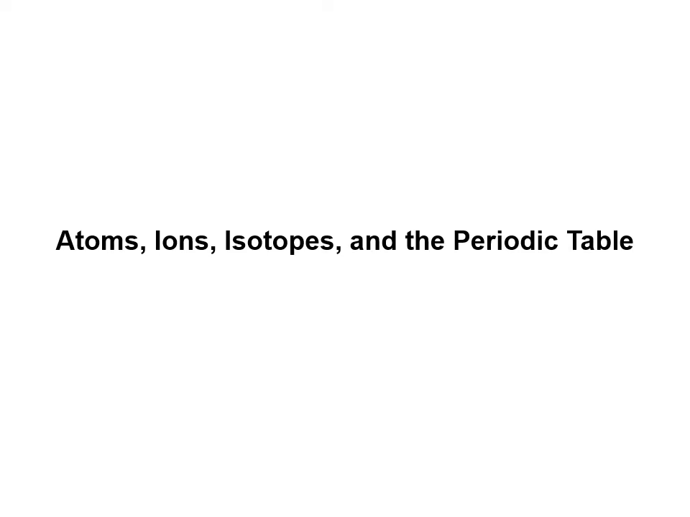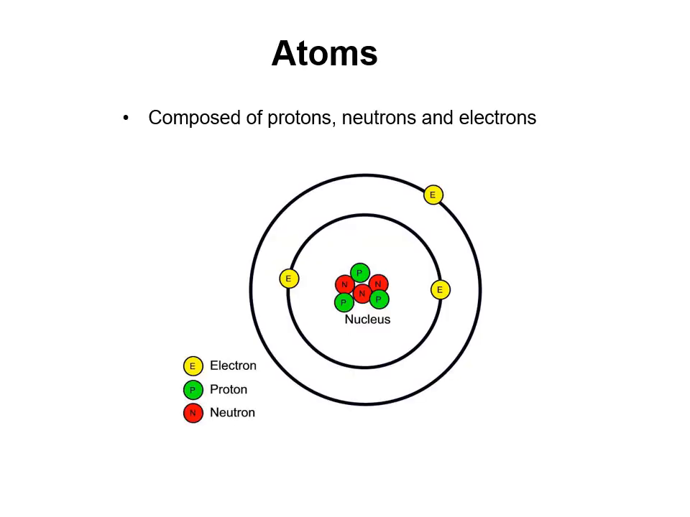Hello and welcome back. In this section, we're going to learn about atoms, ions, isotopes, and the periodic table. So let's start off with atoms. We've already given the definition of atoms, that they're basically the building blocks that everything is made up of. So now we're going to look at the structure of the atom.